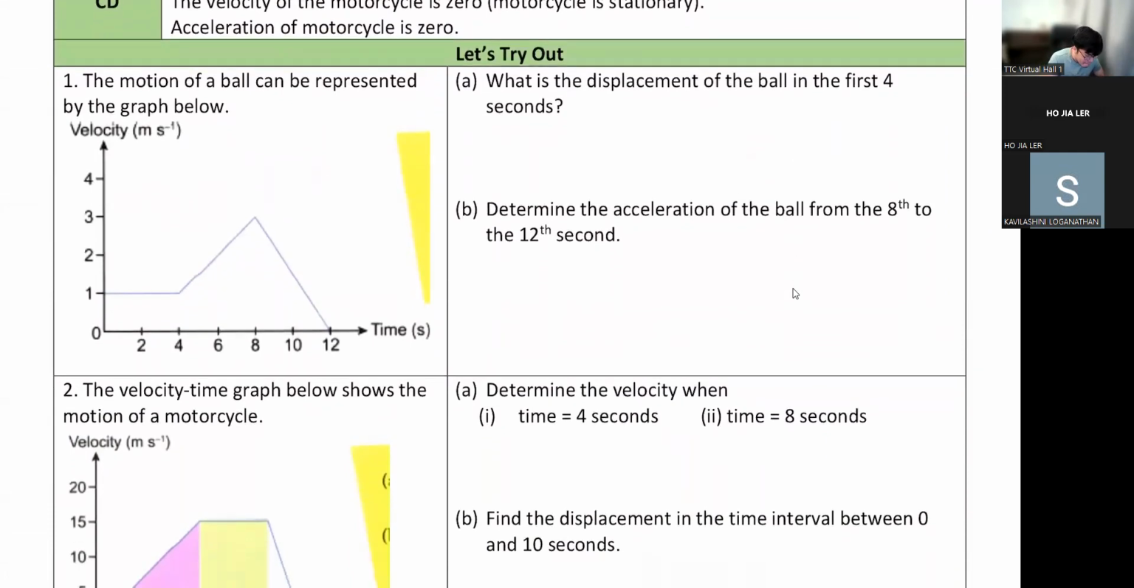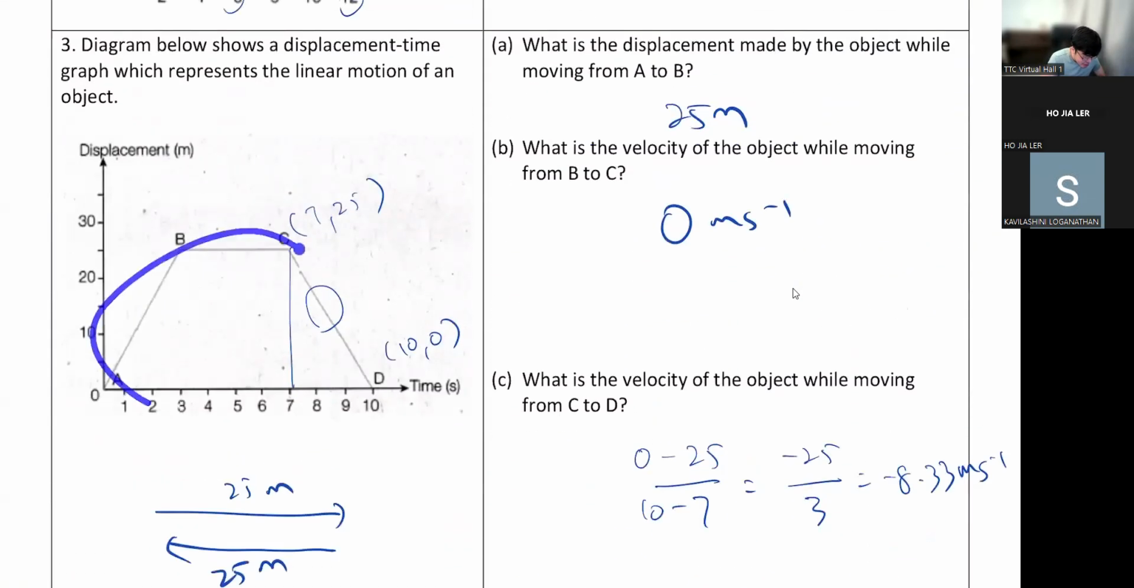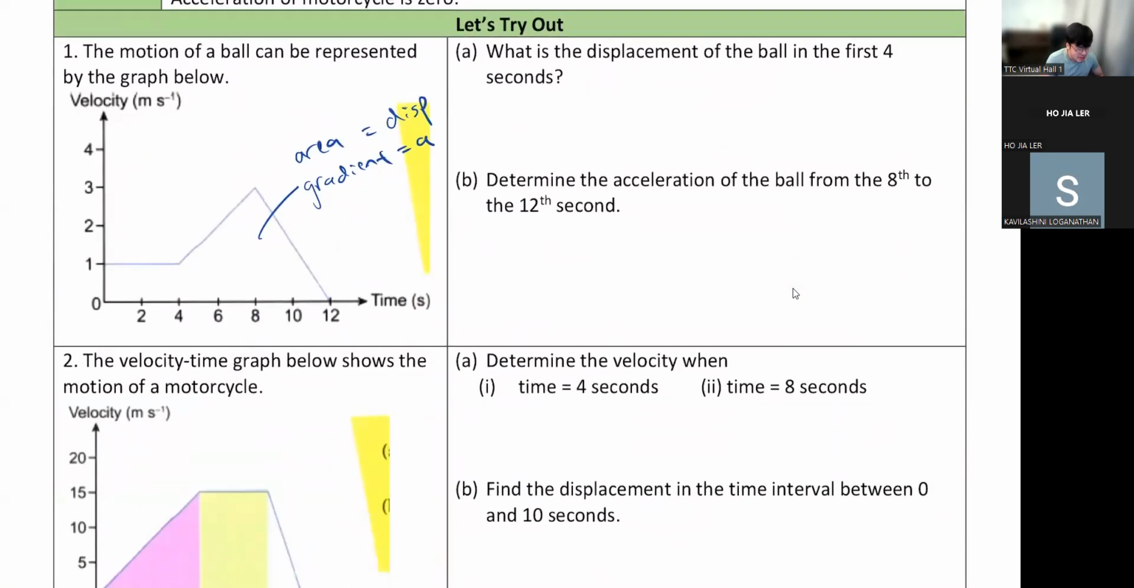Okay, so in this case, when you see confusing stuff like this, when you see velocity, now you have to write down: gradient equals acceleration, area equals displacement. Again, write this down. Like just now, when you see a displacement time graph, you write gradient equals velocity. Now, gradient equals acceleration, area equals displacement. You write this down, you make your life easier.